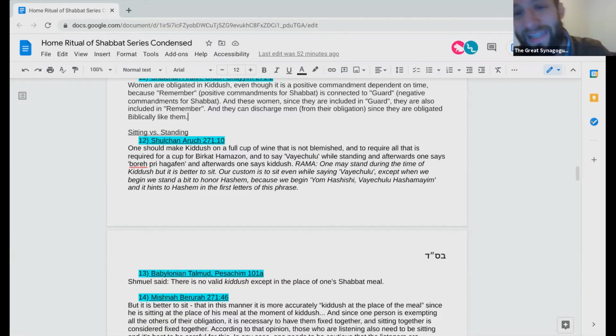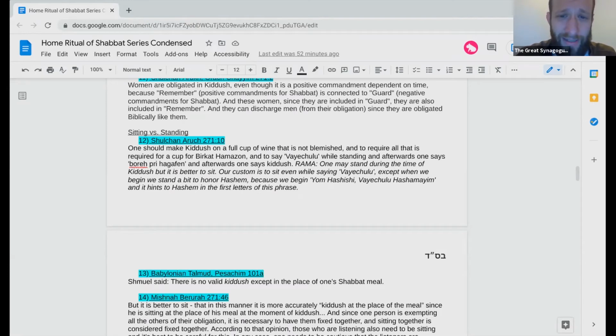Okay, we're going to have to break this down. The last part was just saying that Yom HaShishi spells Yud Hey, and then Vayechulu Hashemayim spells Vav Hey. So he's saying it's like an acronym of God's name, the first letter of each of those words. So that's just, I guess, a spiritual idea there.